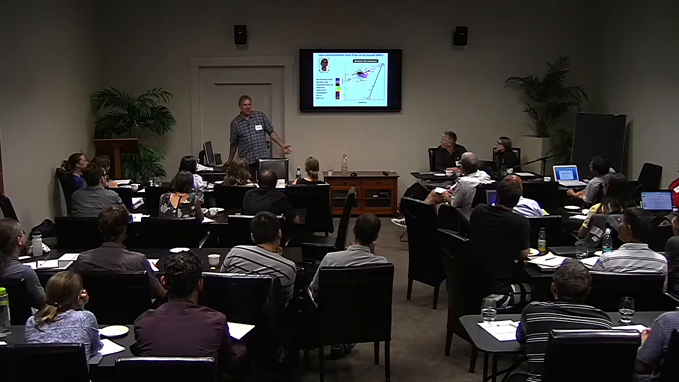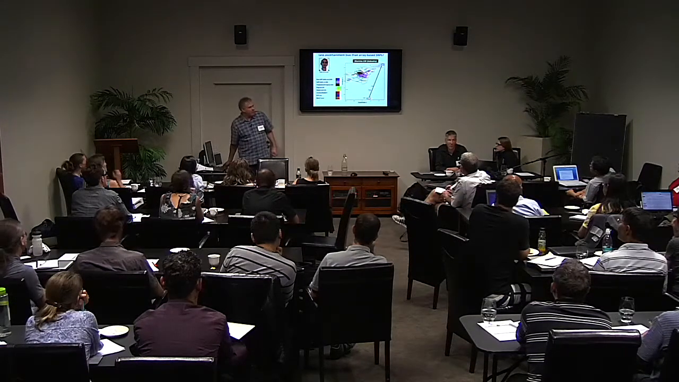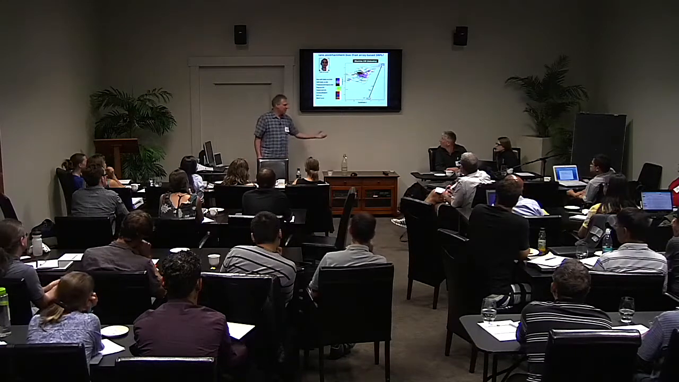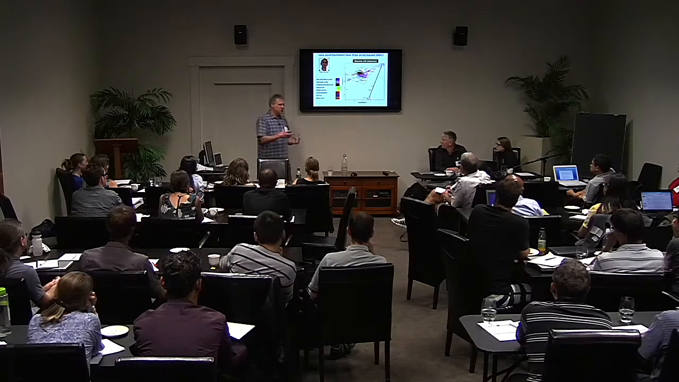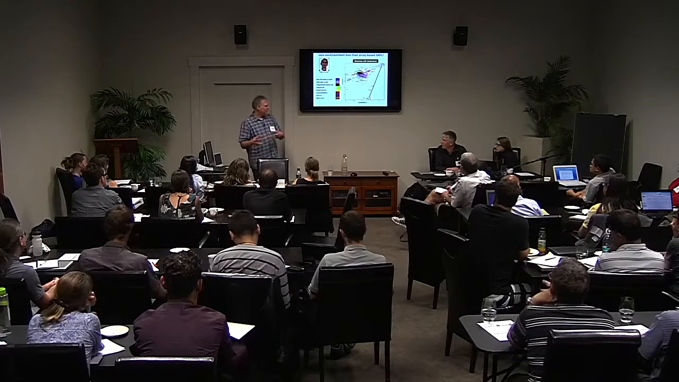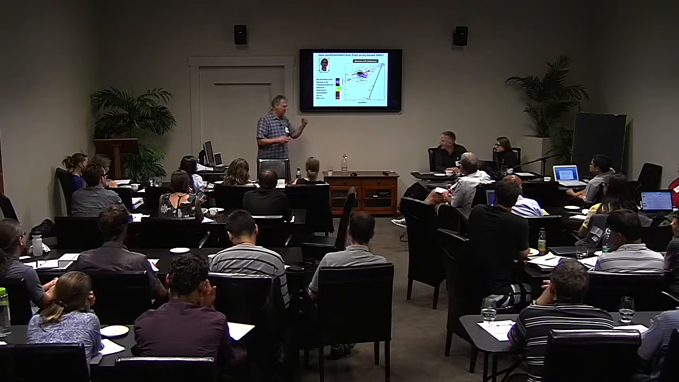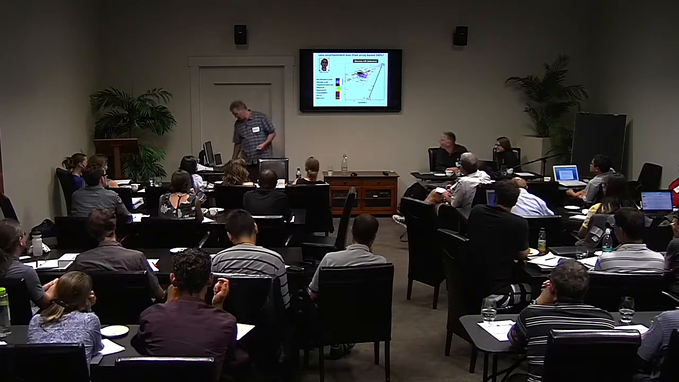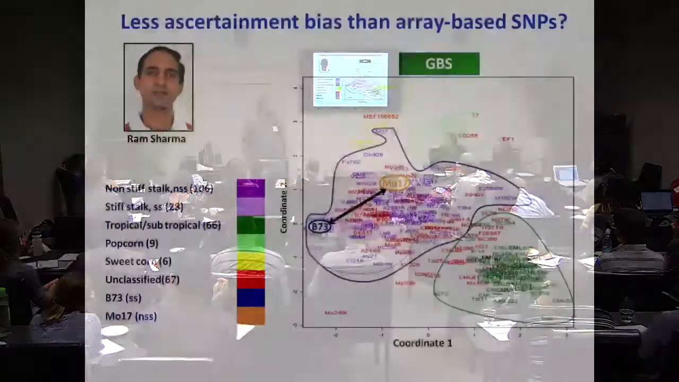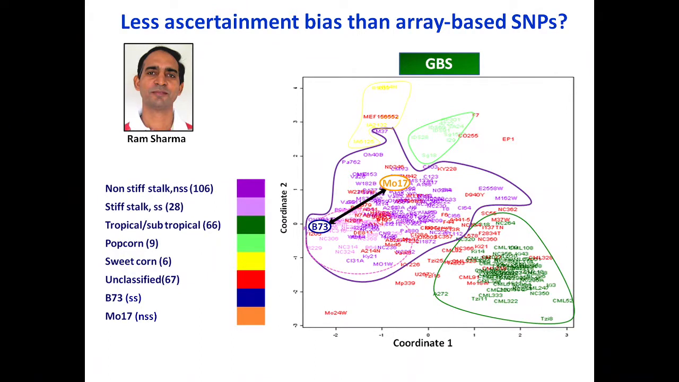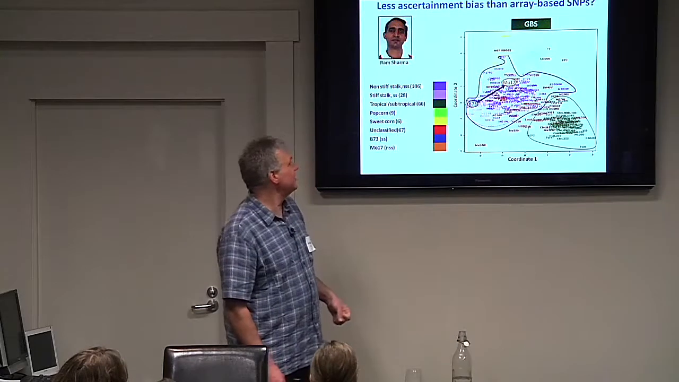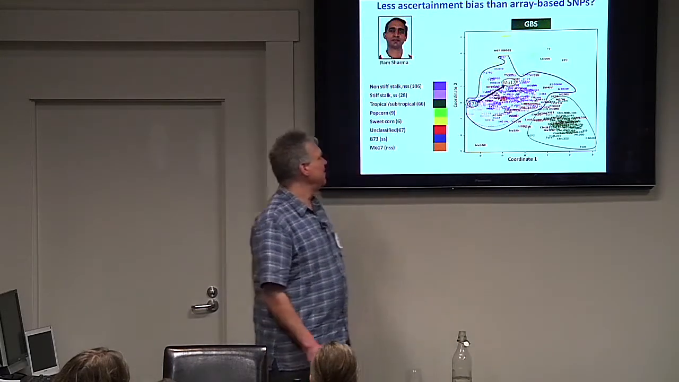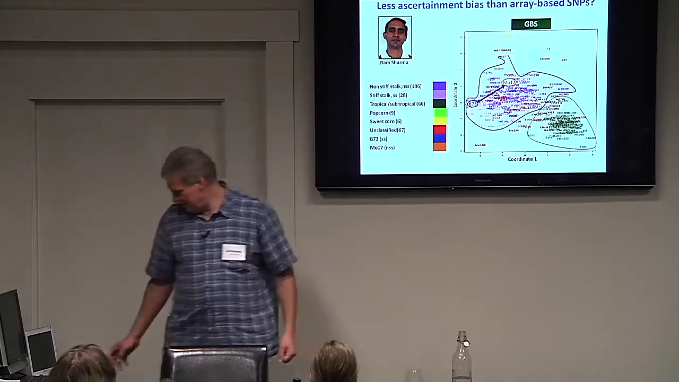So ascertainment bias is not always that bad, but even if you have a panel of 10, it'll still be there. Whereas with GBS, Rob kept saying the discovery is done simultaneously with the genotyping, that's how he put it. He kept hammering on that, so that gets rid of that ascertainment bias problem. So it gets much more like the situation we saw with the SSRs. The tropical lines are spread out, not quite as nice as the SSRs, but B73 and Mo17 aren't crazy different.